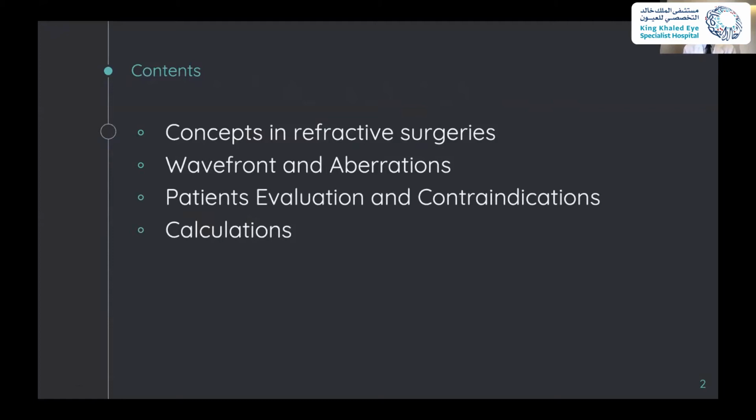Then I'll speak about wavefront and aberration a little bit. Then we'll speak about patient evaluation and contraindications of refractive surgeries. And then at the end, I'm going to present some of the calculations that I found a little bit useful, to use quickly in the clinic to see if a patient will benefit a lot from the refractive surgery, or this patient should not undergo a refractive surgery. Bismillah.